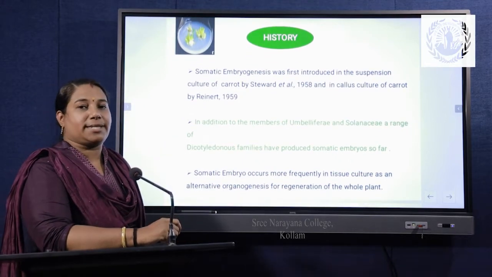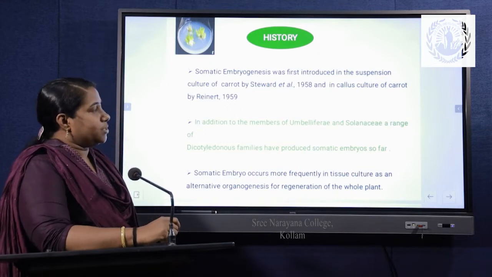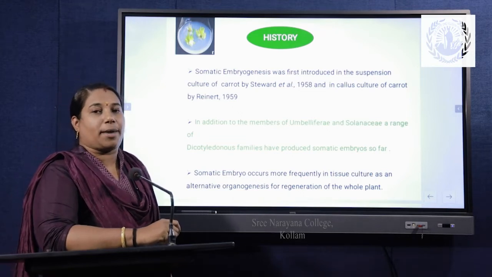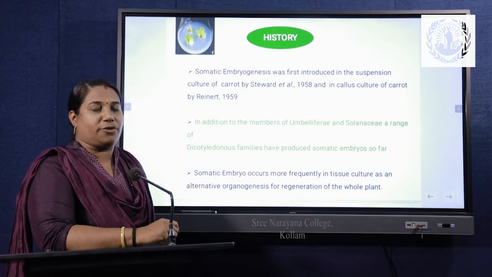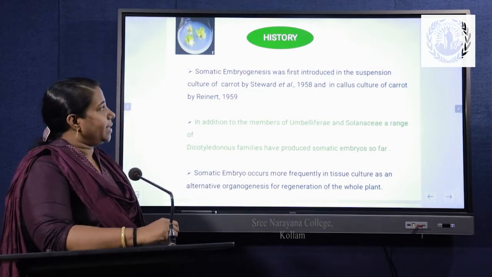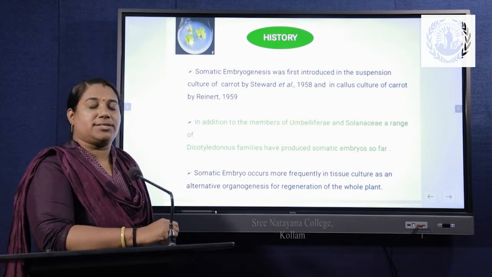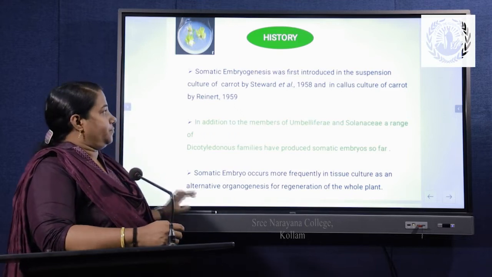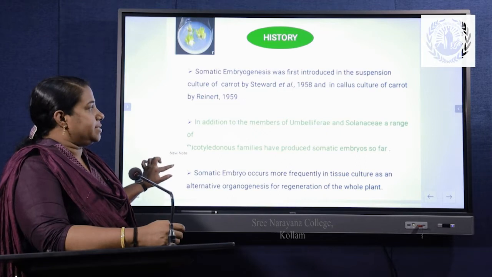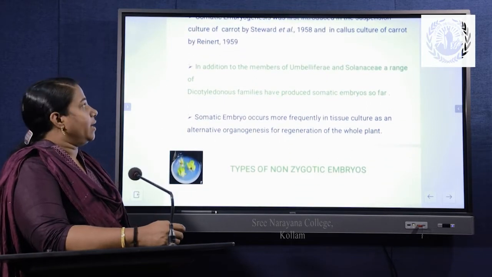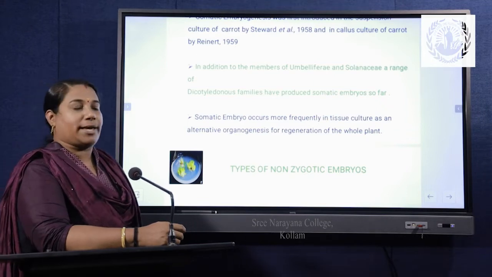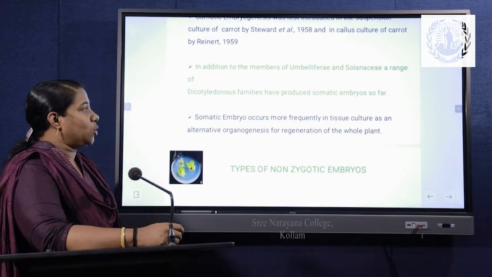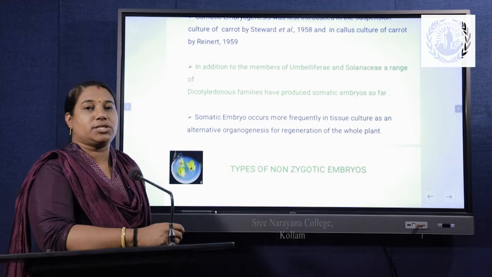Coming to the history of somatic embryogenesis, it was introduced first by Stewart in 1958, and he developed somatic embryos from the suspension culture of carrot. Again, in 1959, Reinert extracted somatic embryos from the callus cultures of carrot. In addition to the members of the Umbelliferae and Solanaceae, a range of dicotyledonous families have produced somatic embryos. It occurs more frequently in tissue cultures as an alternative to organogenesis for regeneration of the whole plant.